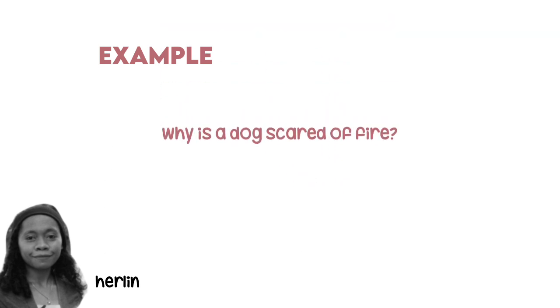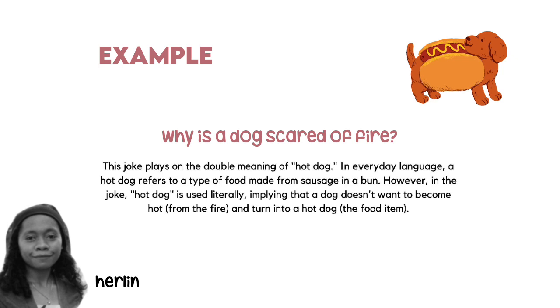The second one: why is a duck scared of fire? It doesn't want to be a hot dog. Well, this humor plays on the double meaning of a hot dog. In every language, a hot dog refers to a type of food made from sausage in a bun. However, in the humor, hot dog is used literally, implying that a dog doesn't want to become hot from the fire and turn into a hot dog, and it doesn't mean the food item.